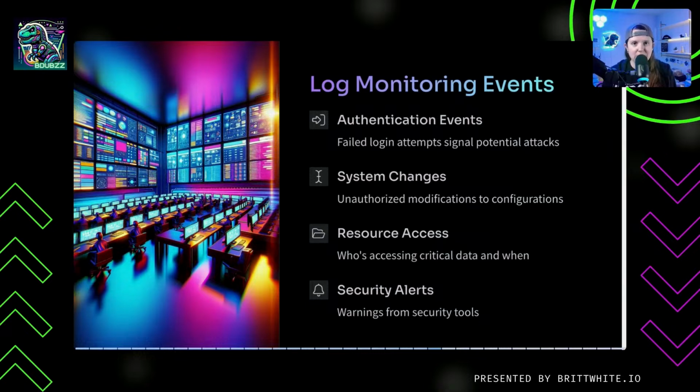We also carefully monitor for any system changes and configuration modifications. This surveillance helps us detect if someone is making unauthorized alterations to our systems, whether it's an external attacker or an insider threat. Access to sensitive resources is another important area we track. Just like a bank monitors who enters their vault, we need to know exactly who's accessing our critical data and systems, and when they are accessing them. Lastly, we pay close attention to our security tool alerts. These are our digital alarm systems, warning us when something unusual or potentially dangerous is happening.